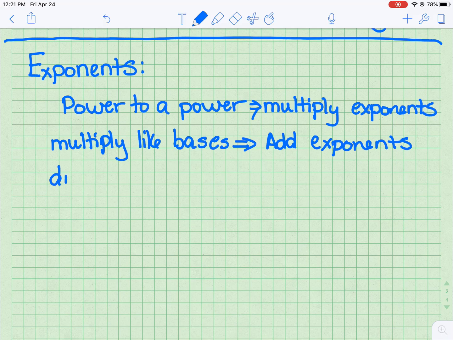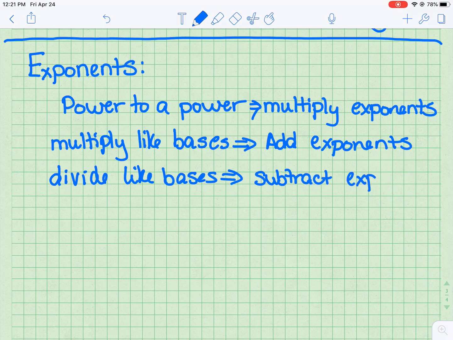If we divide like bases, we subtract exponents. And then, I never know how to say this, negative exponents.